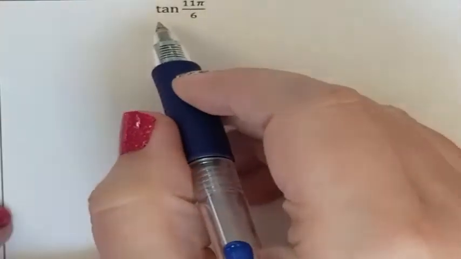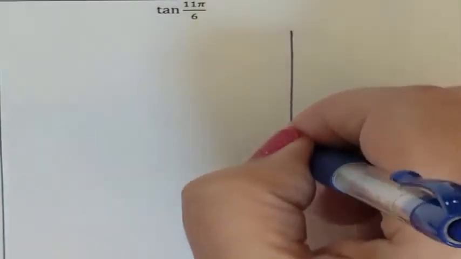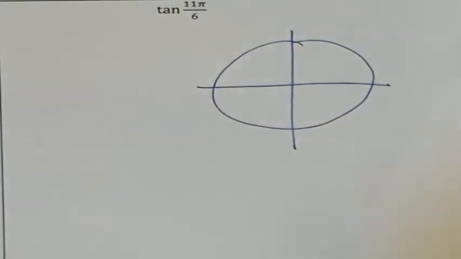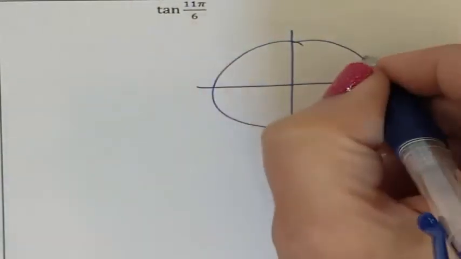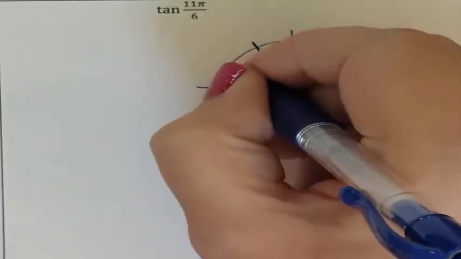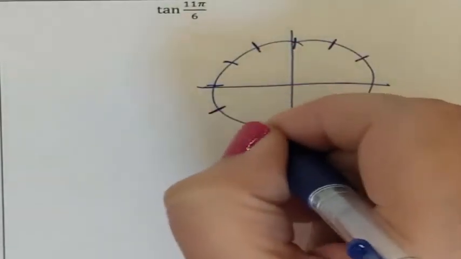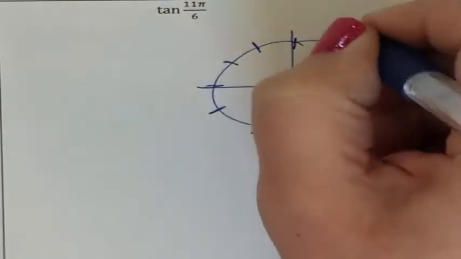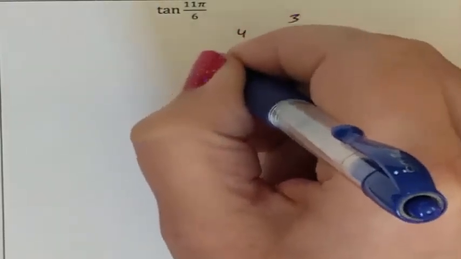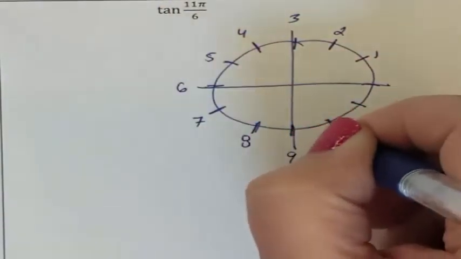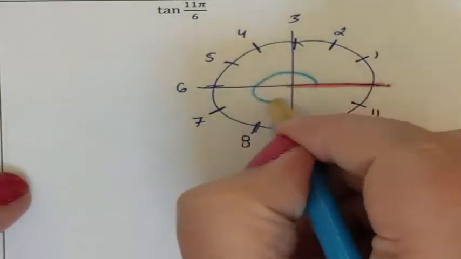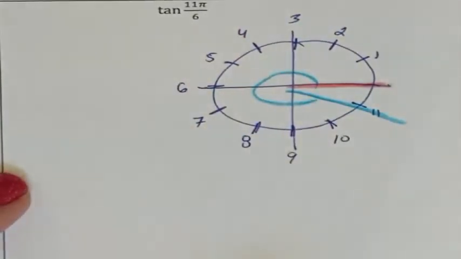Last one. Tangent of 11 pi over 6. So here is my unit circle. I remember my unit circle does break up into sixths. So this half had to be broken up into 6 equal parts, and this half had to be broken up into 6 equal parts. So I need to find the 11th one. So 1, 2, 3, 4, 5, 6, 7, 8, 9, 10, 11. That's my 11th one. So I started here, I went around, and I stopped right here on the 11th one.